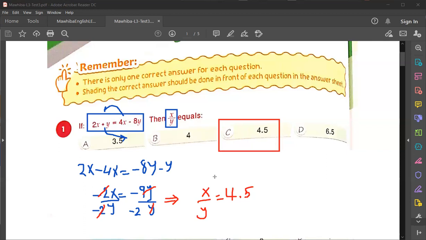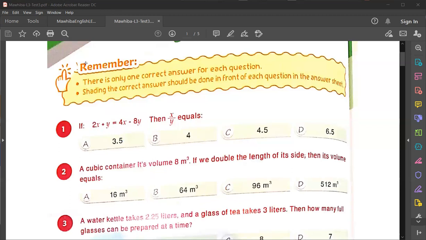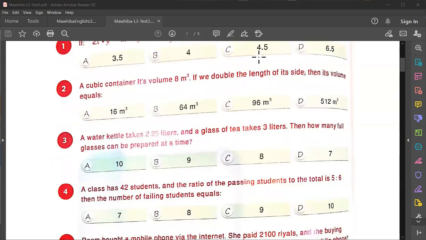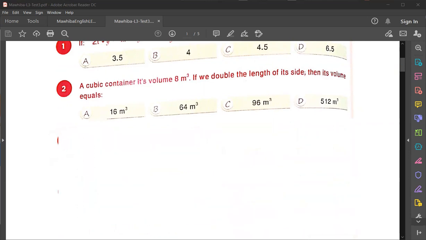Do you understand these questions? Do you understand? Right. Good. Fantastic. Now, we will go to the second one. Here, you must read the questions and you must understand what he wants, like this.